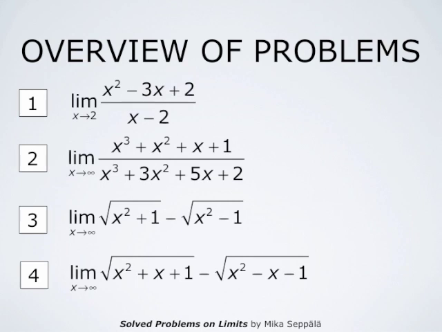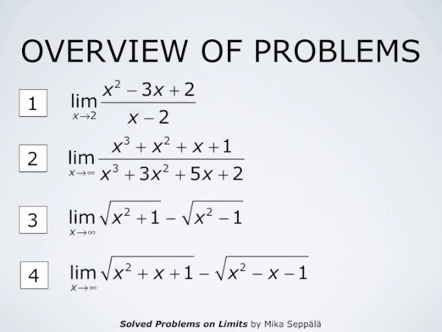Overview of the problems to be discussed. First one, limit as x approaches 2, x squared minus 3 times x plus 2, and that divided by x minus 2. If we here substitute x equals 2, we get 0 divided by 0, which is undefined. Therefore, rewriting is necessary.